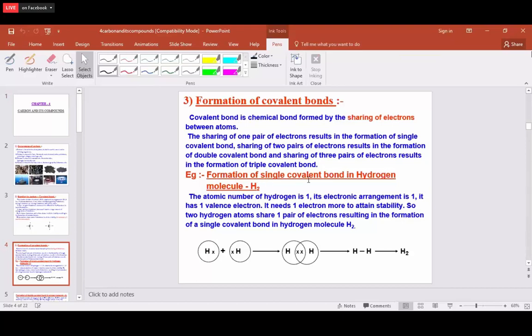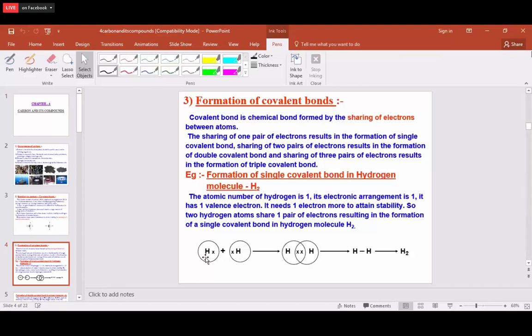The formation of a single covalent bond in the hydrogen molecule. Hydrogen is the first element in the periodic table. It has atomic number 1 and its electronic arrangement is also 1. It has 1 valence electron. Hydrogen wants to attain the stable noble gas configuration, so it needs one more electron to complete the outermost shell. It is a non-metal, so it always undergoes sharing of electrons.